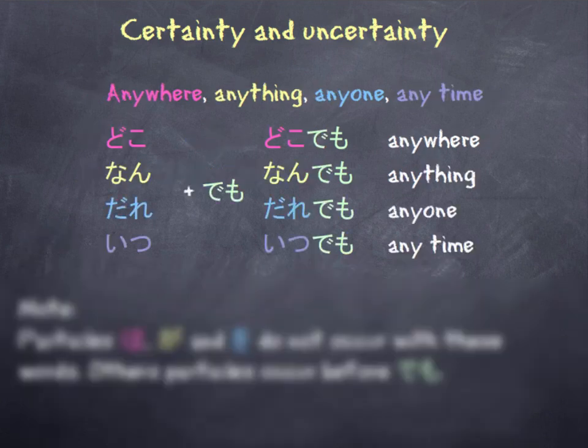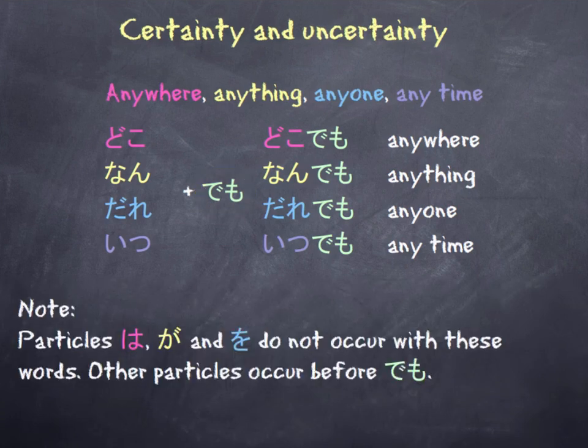Now, if we attach the particles de and mo to the end of our question words, we end up with the following. Doko demo is anywhere, nan demo is anything, dare demo is anyone, and itsu demo is any time. Now, please note that the particles wa, ga, and wo do not occur with these words. Other particles occur before demo.